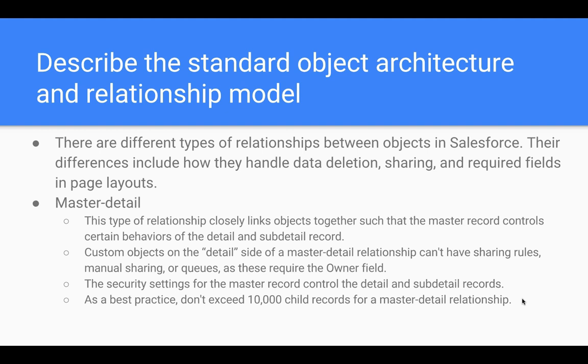Custom objects on the detail side of a master detail relationship can't have sharing rules, manual sharing, or queues, as those require the owner field. Please make a star next to this particular point. So a classic question is, without an owner field, can the following be shared? You'll say no, because they require an owner field for sharing rules, manual sharing, and queues to apply.